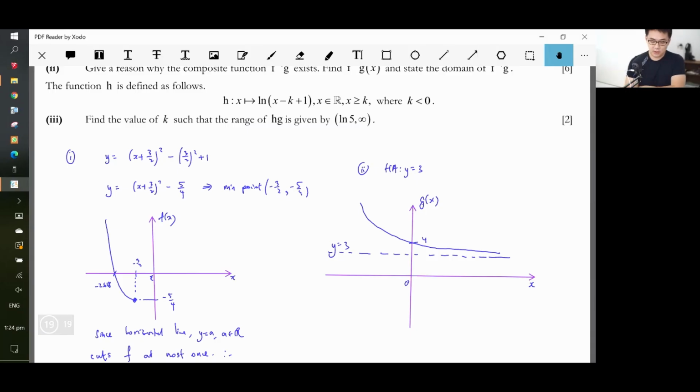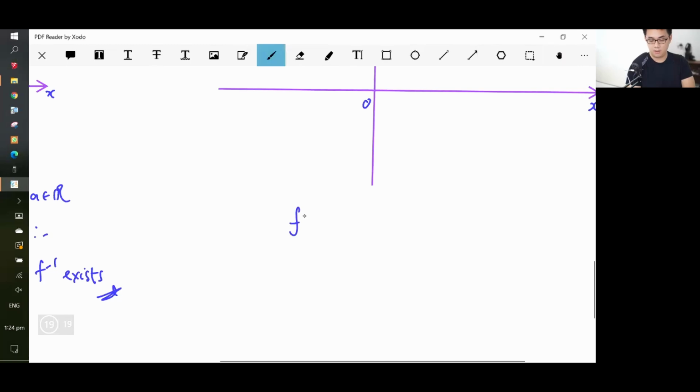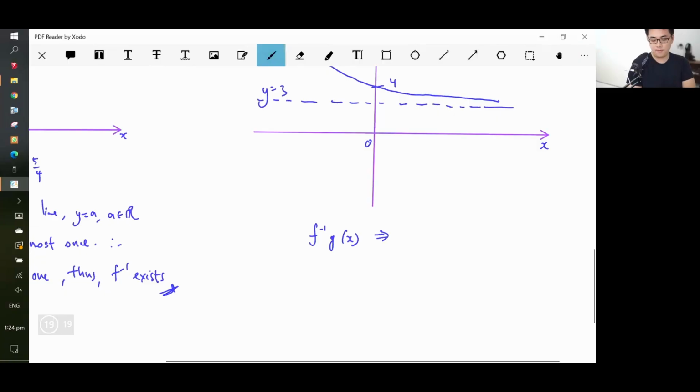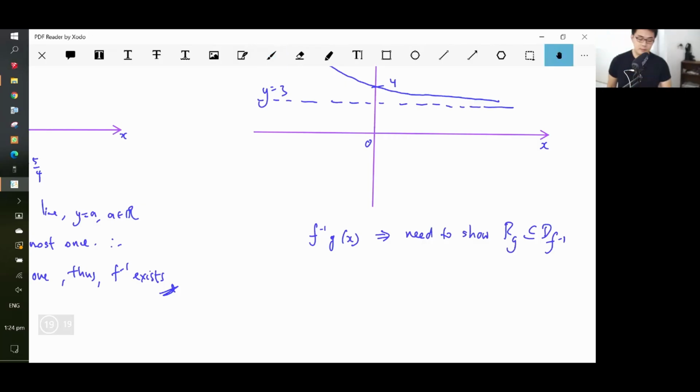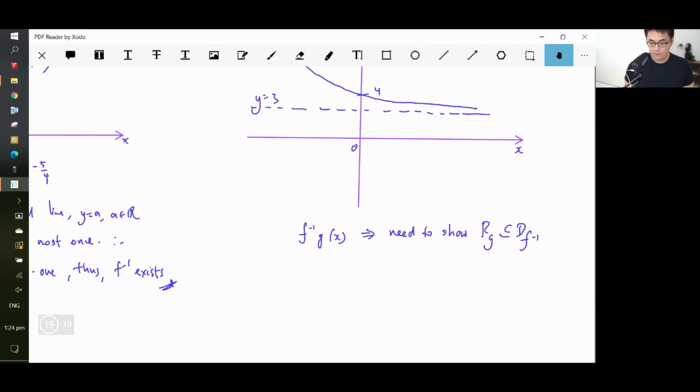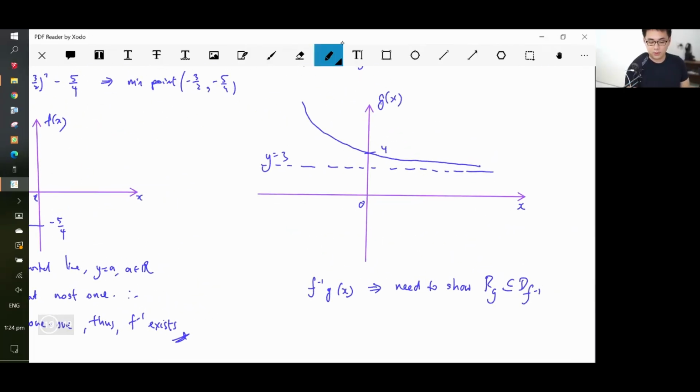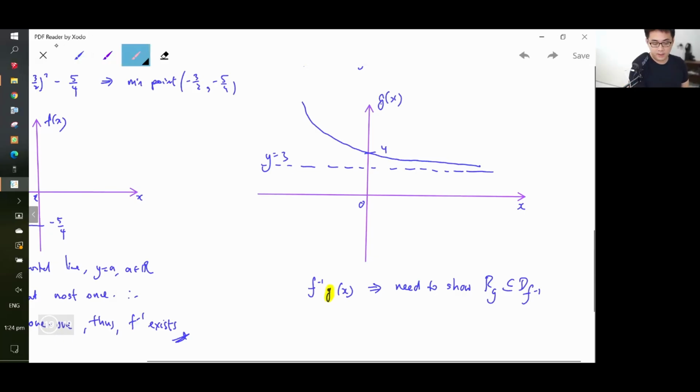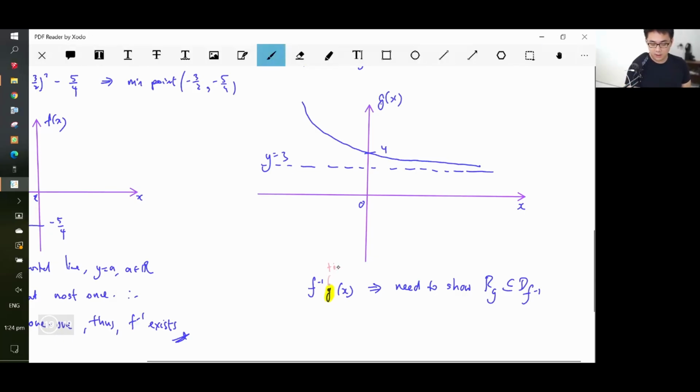Give a reason why the composite function f inverse g exists. So we need to show that the range of g is contained in the domain of f inverse. Remember the archer situation. The first guy is g. I always say the first and the second guy. So this is the first, this is the second guy. The range of the first has to be in the domain of the second guy. Just remember that. If you know that, it's much easier.